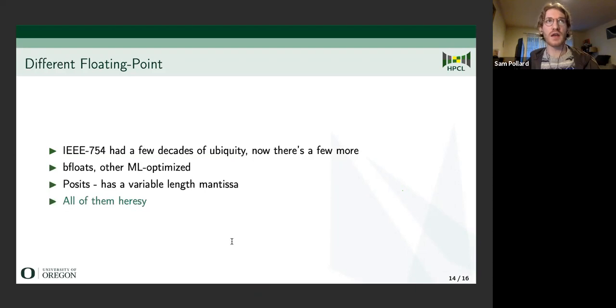There has been a trend in the last 10 years or so with the explosion in machine learning popularity that they want to get every last bit of performance or accuracy or useful work out of the silicon they get. It used to be the case that there was only one floating point around, but now there are other things such as bfloat, which I think has more bits for an exponent. There's another number scheme called a posit. And I have a joke here, all of them heresy.